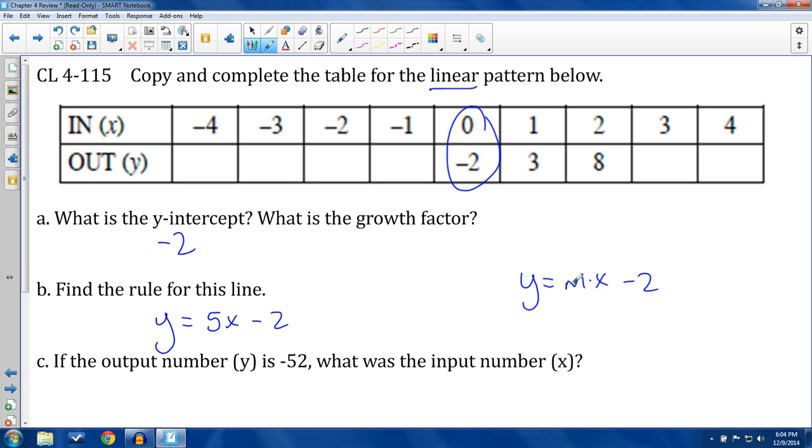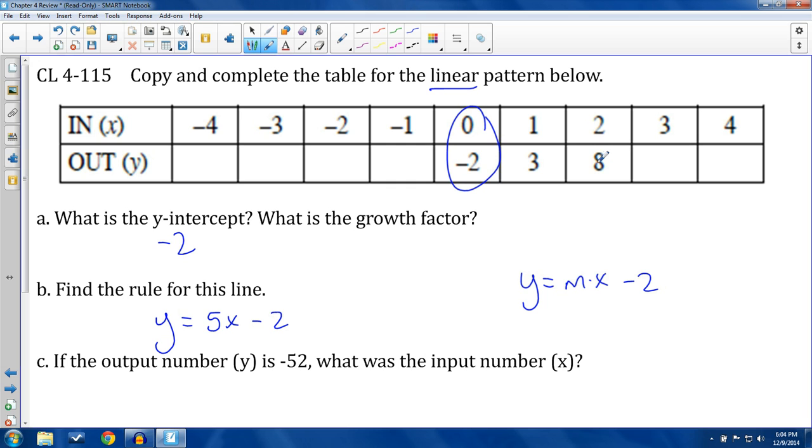Same thing with this 2. You take 2, you multiply it by some number, and then you subtract 2, and you get 8. Okay, well 2 times some number minus 2 is 8. What was that original number? Right, that's what we want to figure out. What was that original number? Let's go ahead and figure that out.